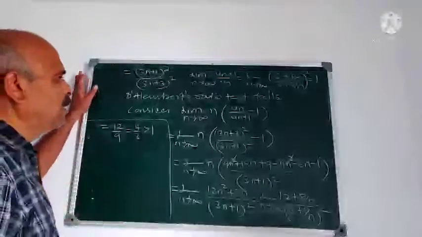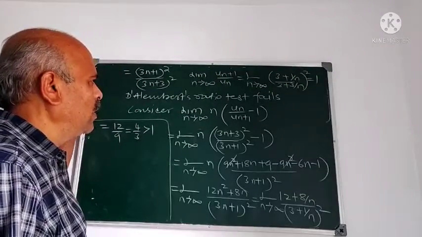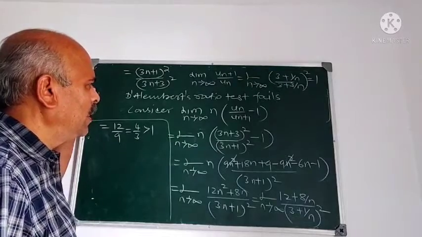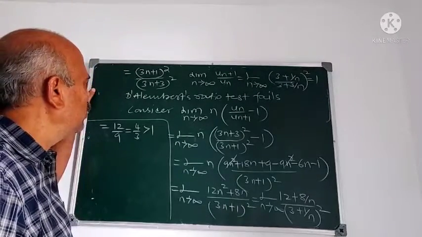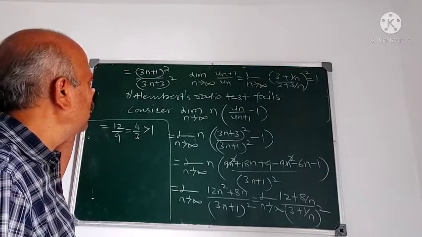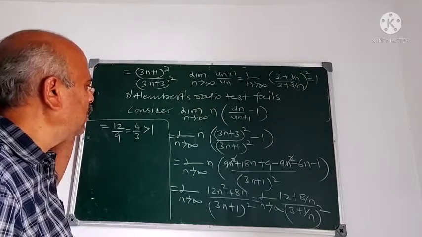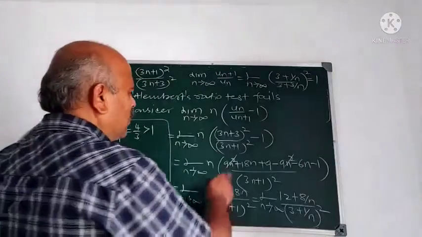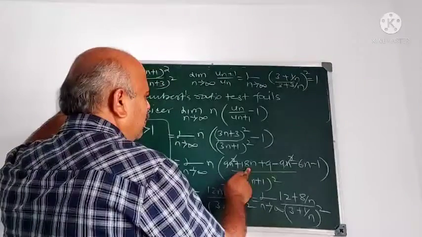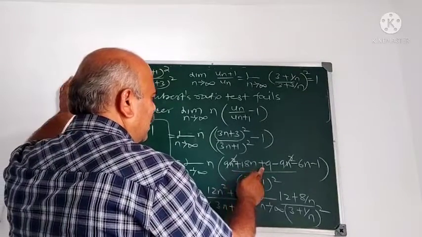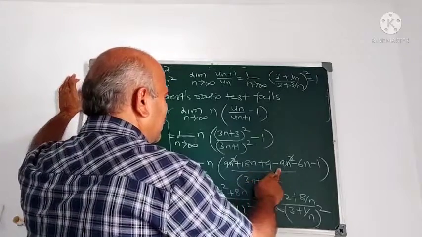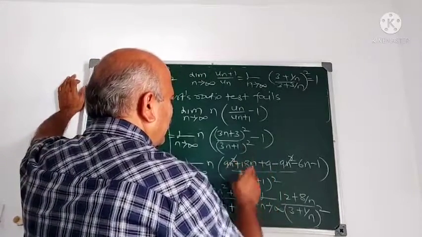Verify again. n into un upon un plus 1 minus 1, n into 3n plus 3 whole square upon 3n plus 1 whole square minus 1. n into 9n square plus 18n plus 9 minus 9n square minus 6n.